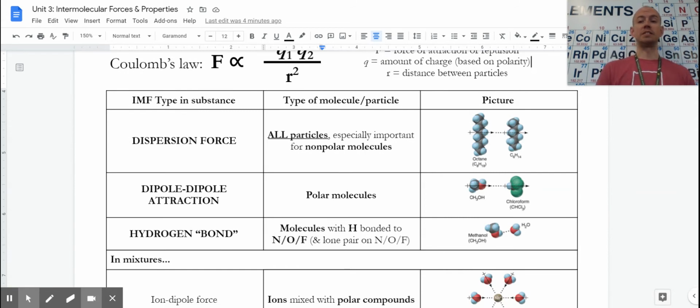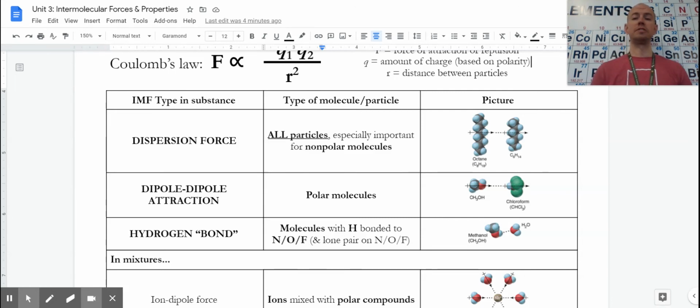There are special instances of dipole attractions in which hydrogen is bonded to specific elements that are very electronegative. They are nitrogen, oxygen, and fluorine, up in the top right of the periodic table. And when hydrogen from one molecule attracts the N, O, or F on another molecule, we have a special IMF called the hydrogen bond. So on each of these, we're looking mostly at what is the thing that would attract another thing: nonpolar to nonpolar, polar to polar, or an H to an O, N, or F, and an O, N, or F to an H.